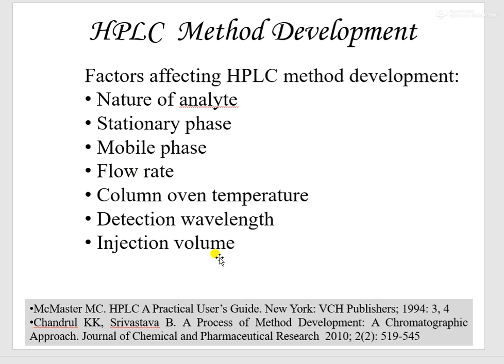So in method development, depending upon type of analyte or type of sample, the stationary phase is selected, mobile phase composition is selected, flow rate is set, column oven temperature means temperature for separation is set, detection wavelength in case of UV it is set, and amount of sample to be injected is set.